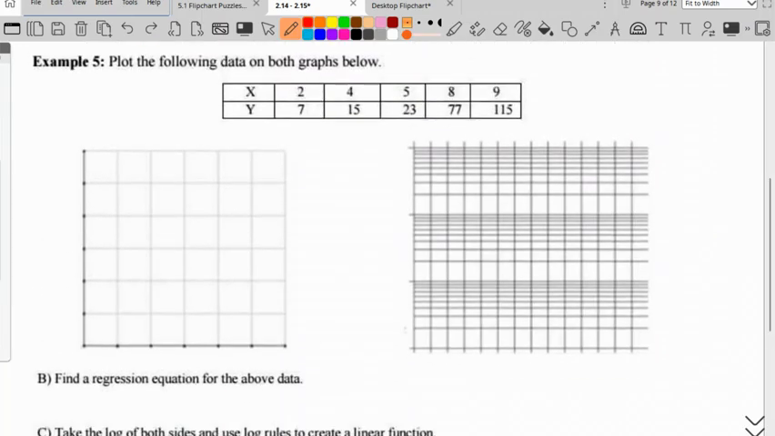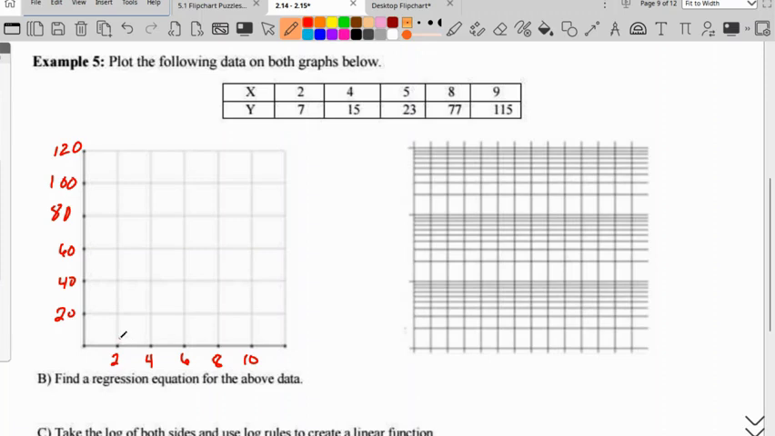Okay, so it says plot the following data on both graphs below. So we're going to plot this data on both graphs. So let's get plotting. So this is a regular one. We're going to have to change our scales here. Since we're going from 2 to 10, let's make our x-axis scale by 2. So let's say 2, 4, 6, 8, 10. And for our y's, we need to get up to 115. So let's scale our y-axis by 20. So let's do 20, 40, 60, 80, 100, and 120. Okay, so using those as your scales, let's plot that data.